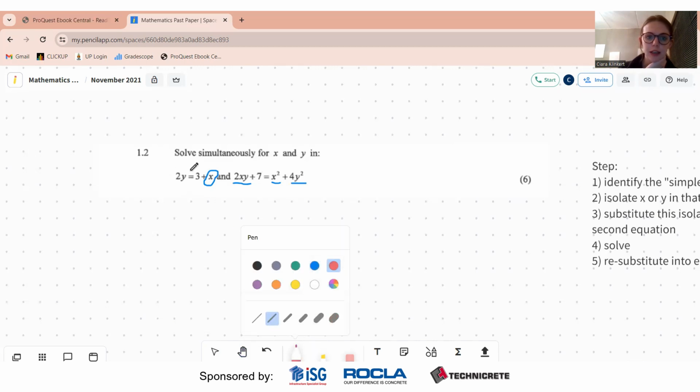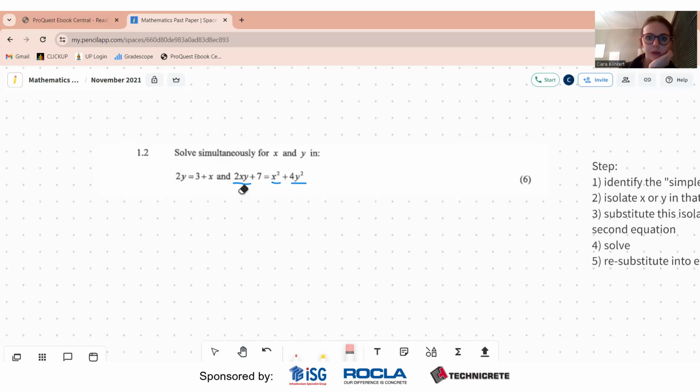Alternatively, you could isolate y in this equation here. All you would need to do is divide out by 2. But I like to take the simplest approach. And in this case, it's x. I just need to move that 3 over to the other side.